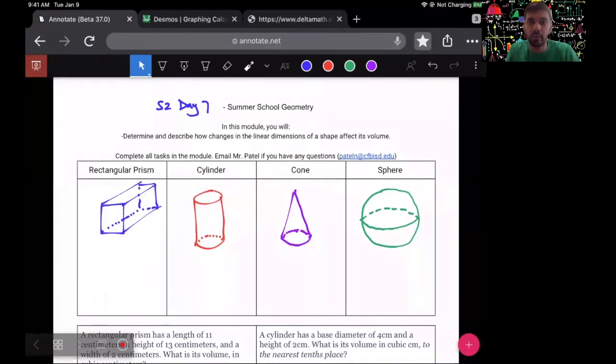Today we're going to be talking about the various three-dimensional shapes in geometry and how to calculate their volume. So at the top here, I have the 4 basic types of three-dimensional shapes listed, and we're going to go over the formulas for each of these shapes.